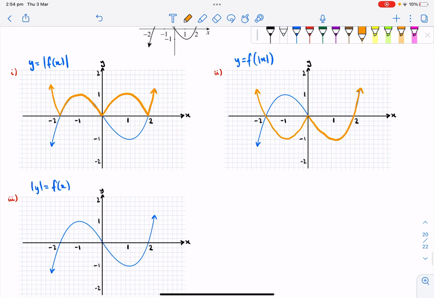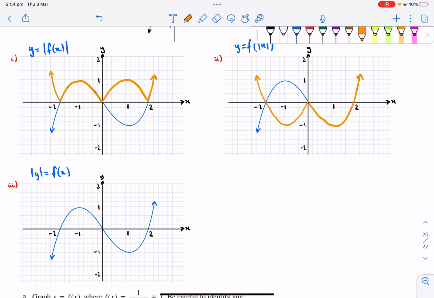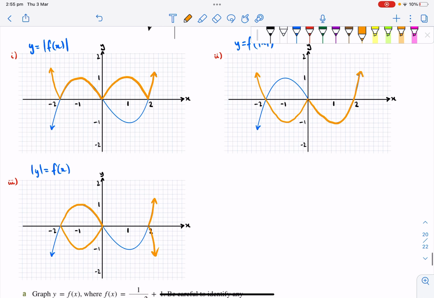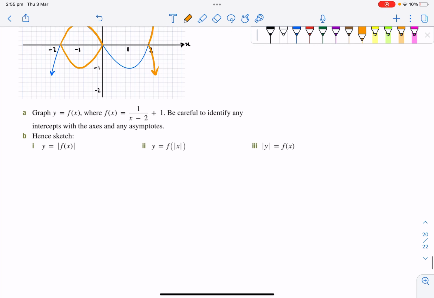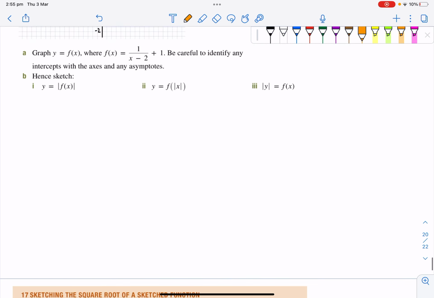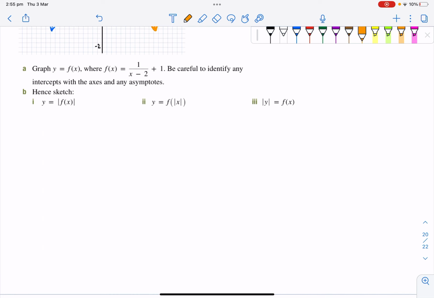And then finally this one here, the absolute value of y equals f(x). We keep everything above the x-axis. And this time we reflect what we've kept. There we go. As simple as that, guys. All right, the next section, we're going to actually draw our sketch first and then apply the transformations.